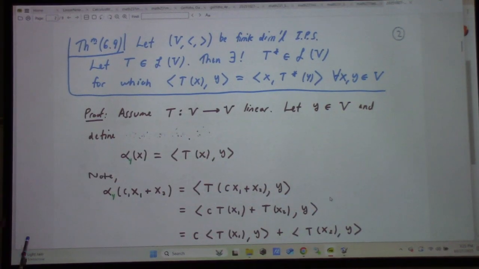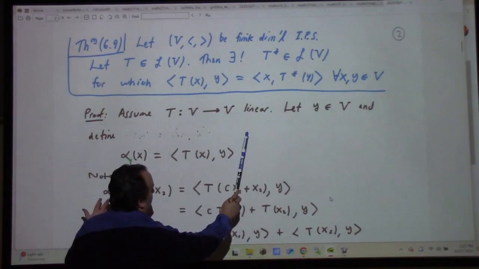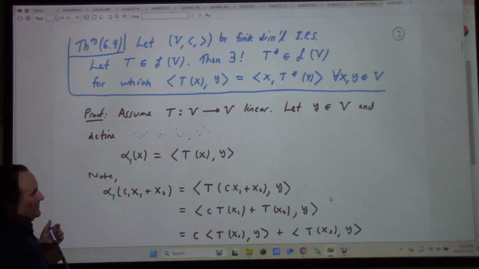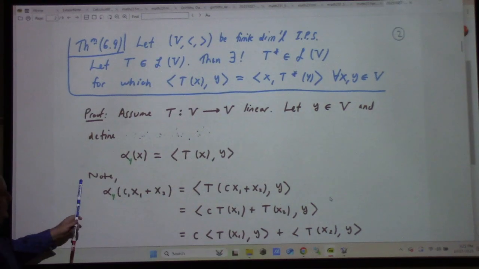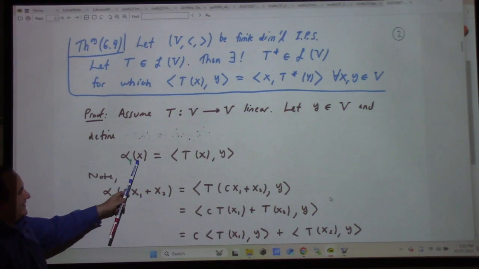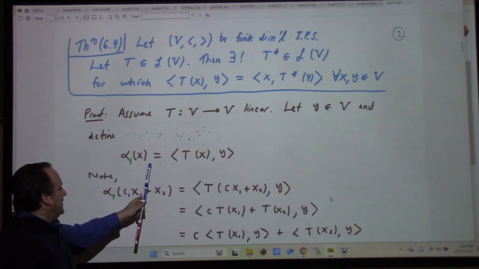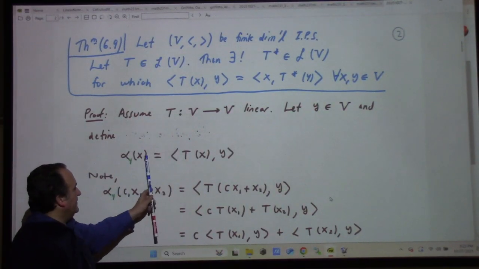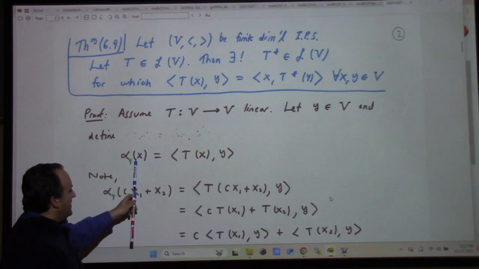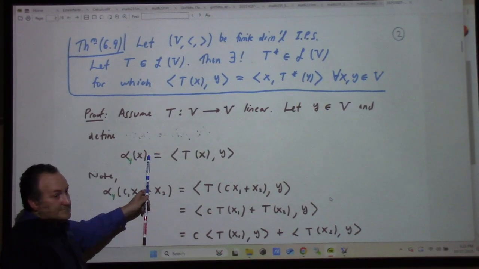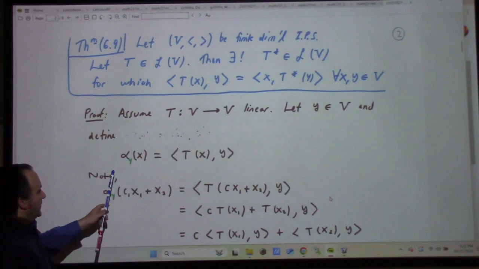All right. If we have a linear mapping from V to V, we can let y be an element of V, and we can define alpha sub y of x to be the inner product of T of x with y. My argument is that this alpha sub y defines a mapping from V to the field.